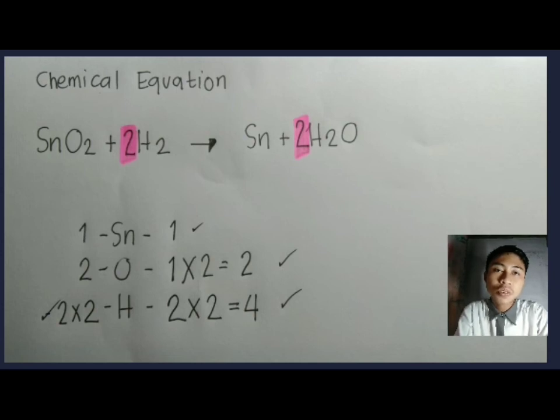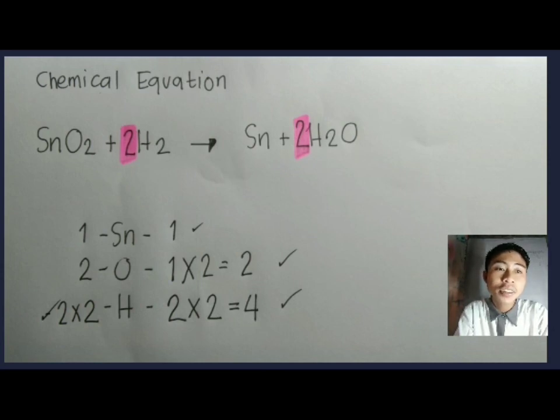Okay, yung 2 naman na may highlight na pink is the coefficient para maging balance na yung ating chemical equation. So, in SnO2 plus H2 producing Sn plus H2O, nag-add tayo ng 2 na coefficient. So, naging balance na yung ating Sn. We have 1 in reactant and we have 1 in products. So, 2 for the reactants of oxygen. So, nag-add tayo ng 2 sa hydrogen, kaya naging 1 times 1 is equal to 2.